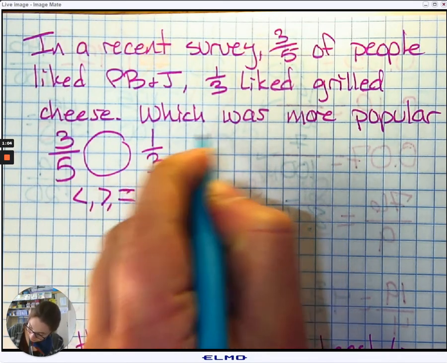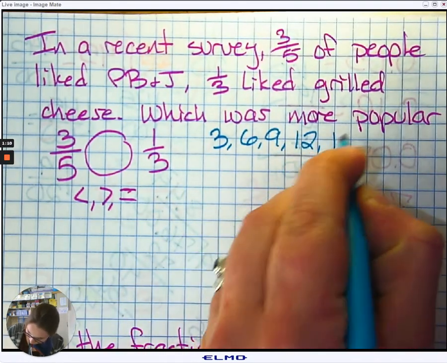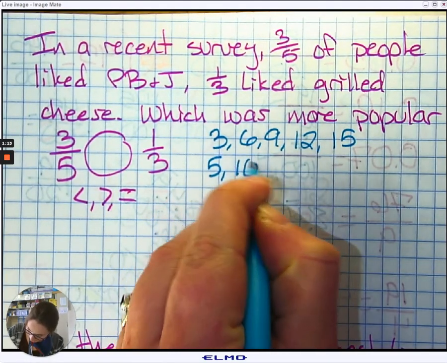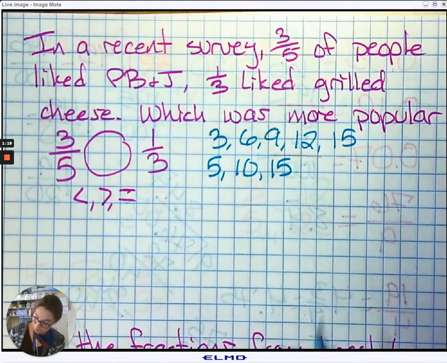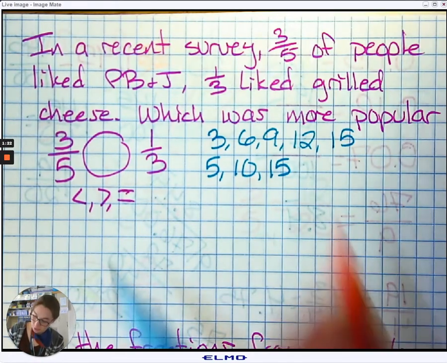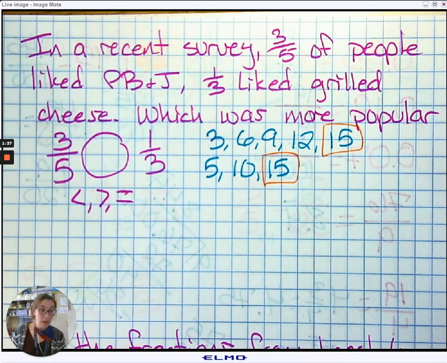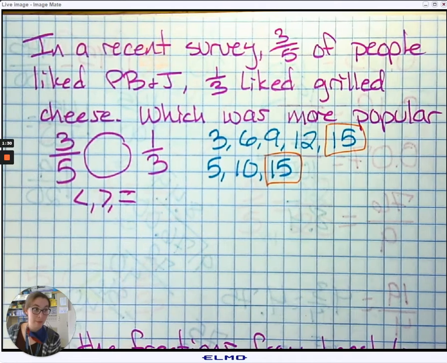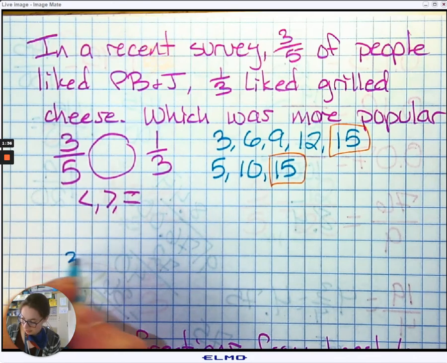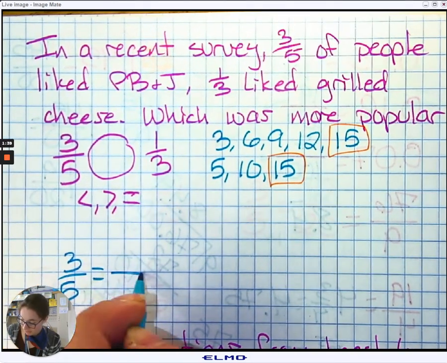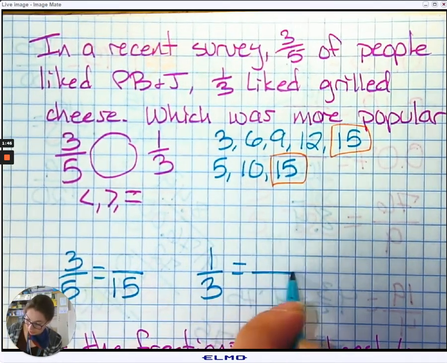So I'm going to find multiples of 3: 6, 9, 12, 15, and 5: 10, 15. And I'm going to stop there because I want the first one I come to, which in this case is 15. So 15 is going to be my least common denominator. My least common denominator is going to be on the bottom of my fractions. So 3/5 is going to turn into some number of 15ths, and 1/3 is also going to turn into some number of 15ths.